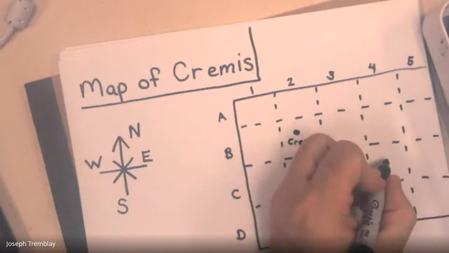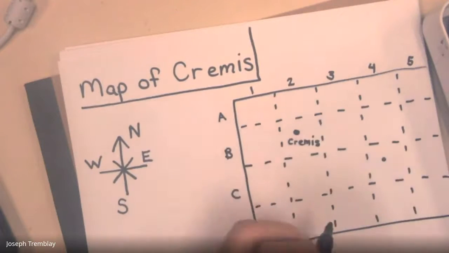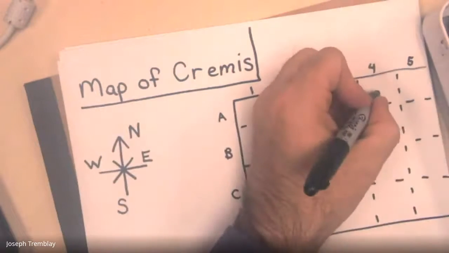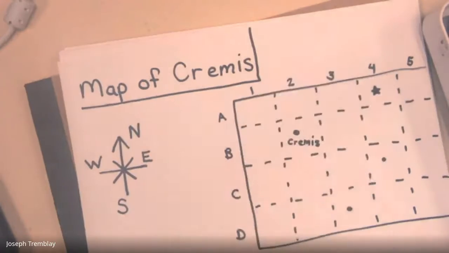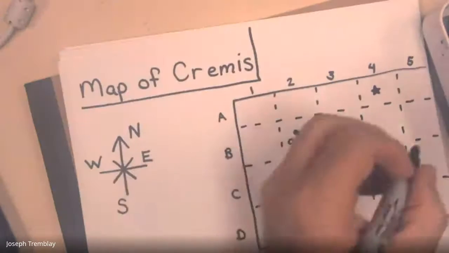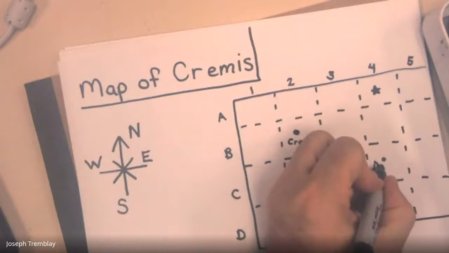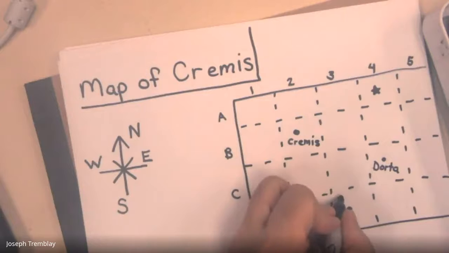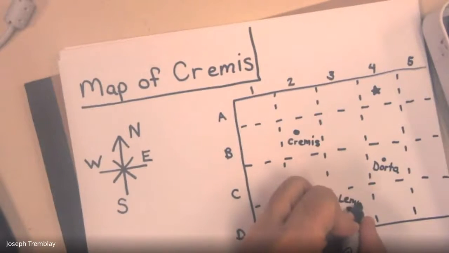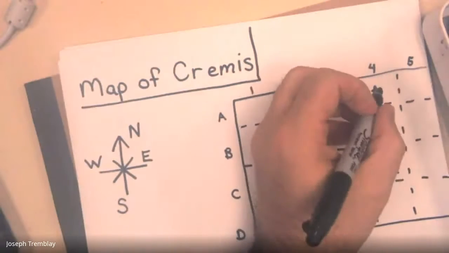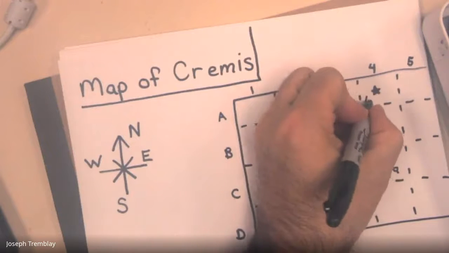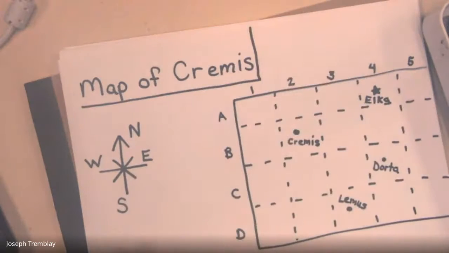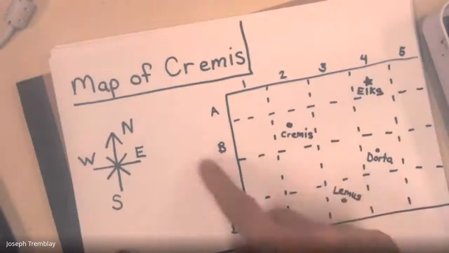Over here, let's have another dot, and then a dot down here, and then a star up here. And we'll call this Dorta. We'll call this one Lemmis. And this one over here, we'll call this capital up here Elka. All right, so there we go. And you see, I now have a grid that I can find them.